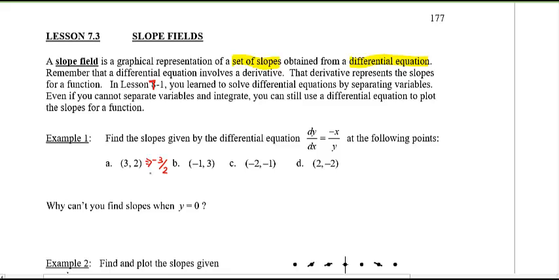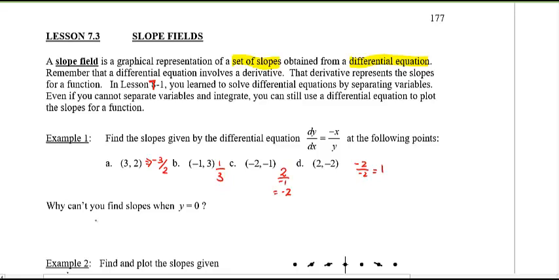For part B, it would be 1 over 3. For part C, negative of negative 2 is positive 2, divided by negative 1. Of course, that's just negative 2. And then for part D, that would be what? Negative 2 over negative 2, that equals 1.